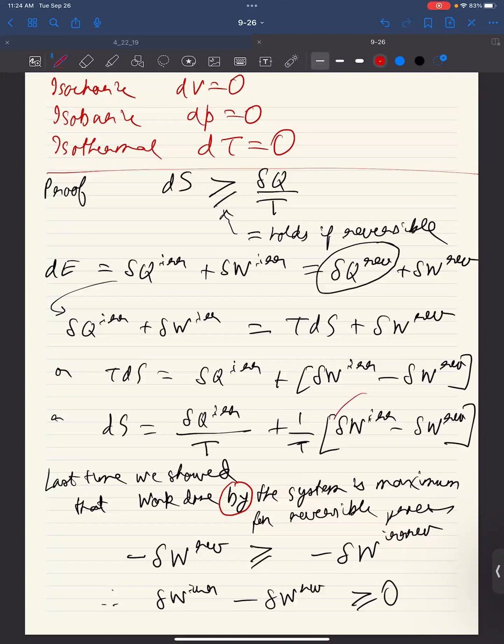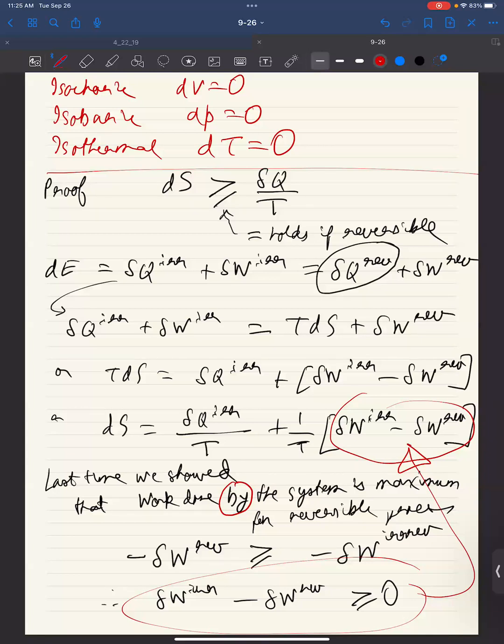And that is exactly this thing in the bracket over here, right? This proves that dS is more than or equal to delta Q irreversible by T. And that's your Clausius inequality. So even if you forget this proof, that's okay. What you should not forget is the Clausius inequality: dS is more than or equal to delta Q by temperature, with equality holding only if the process is reversible.